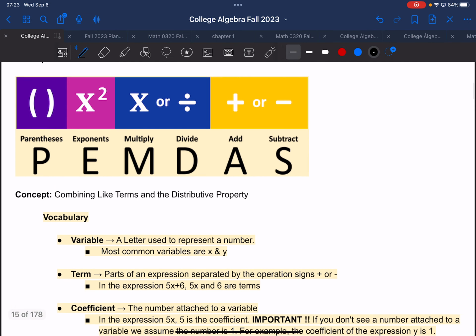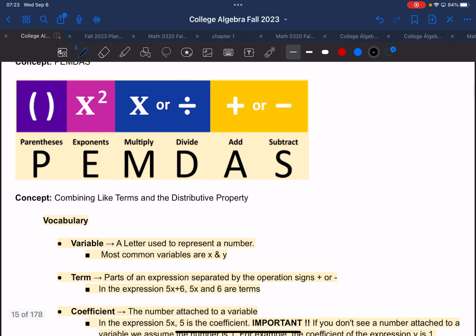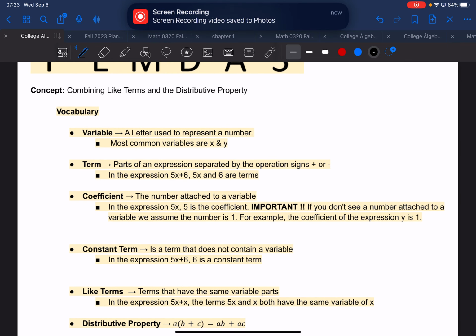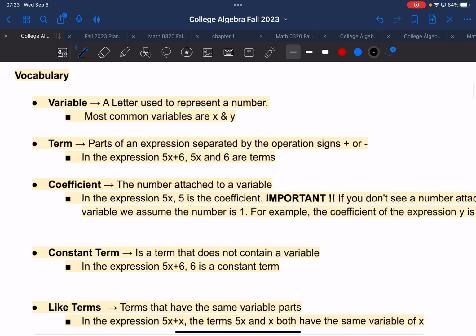So we're going to skip over that PEMDAS chart. We just did that. And we're going to go into the concept of combining like terms. So on combining like terms in distributive property, we just have a lot of vocabulary here. If you already know what these are, you don't have to write it if you already have the notes printed out. So the first one is variable.